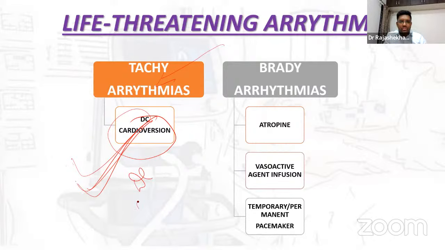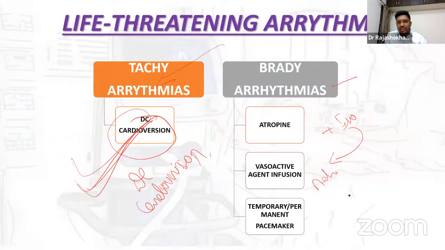A very important life-saving procedure. Then if there's a bradyarrhythmia, try to give atropine or isoprenaline. If it is not working, go for either adrenaline infusion. Still if it's not working, you may need a temporary or a permanent pacemaker.